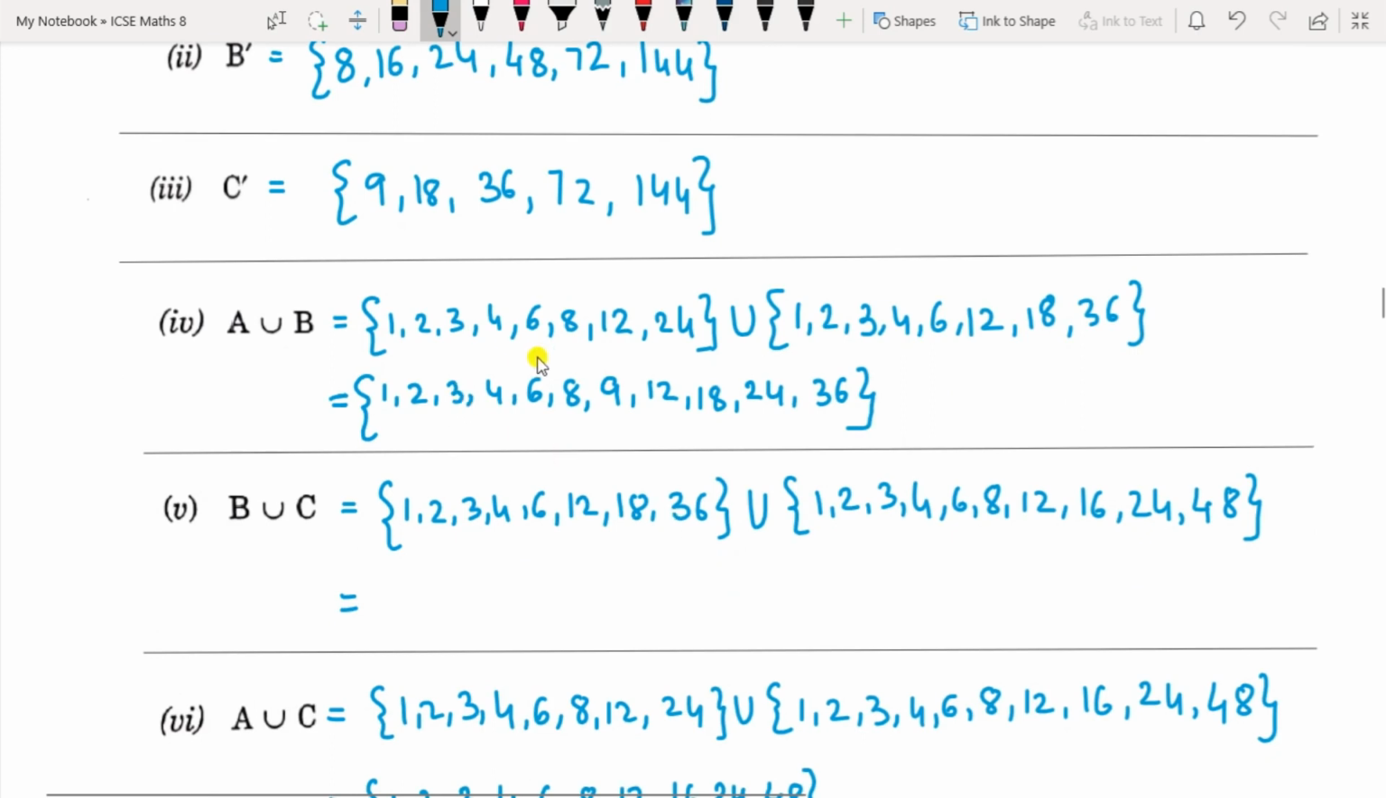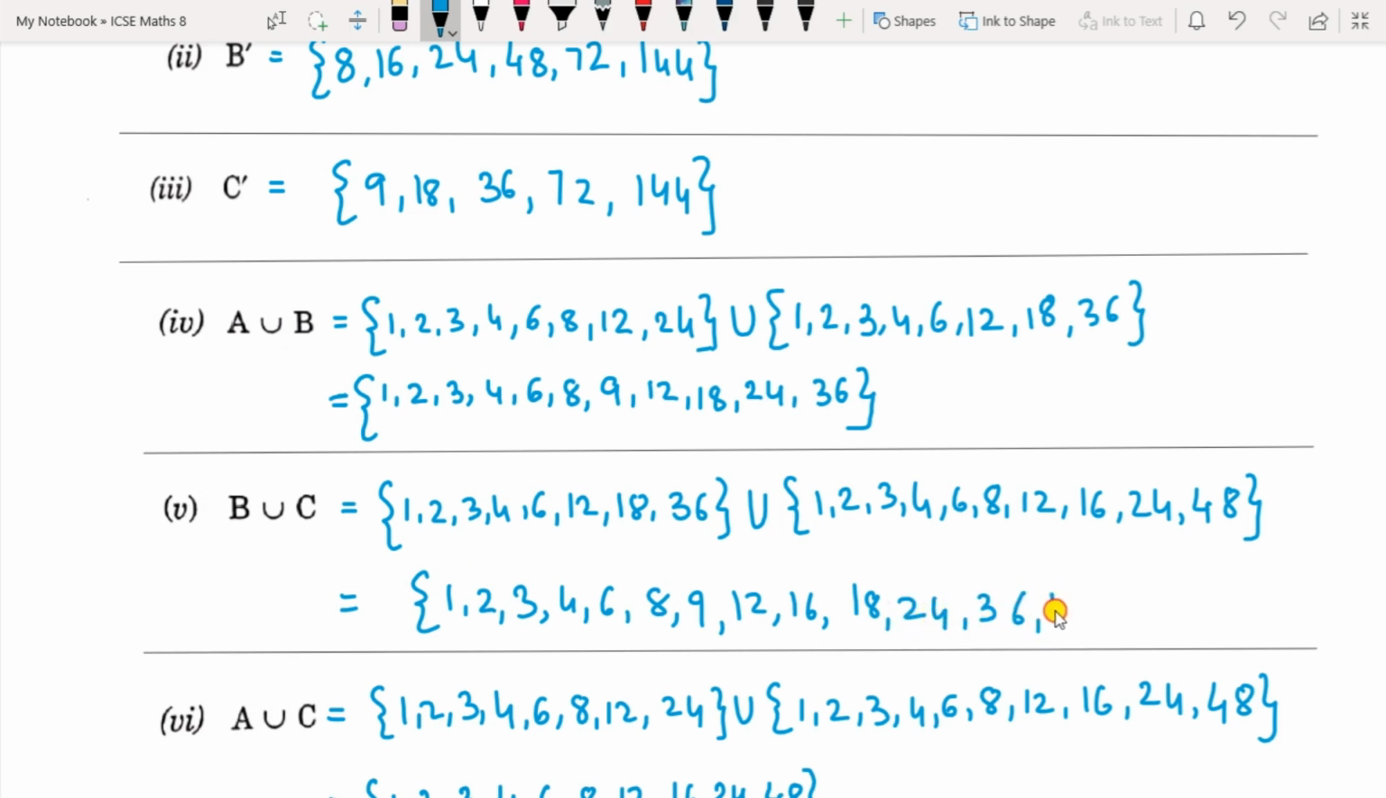Then A union B. This is the set A from the given question and this is set B. Its union will be all the elements together. Similarly B union C. This is set B and this is set C. Write the union: all the elements together 1, 2, 3, 4, 6, 8, 9, 12, 16, 18, 24, 36 and 48. So that is B union C.